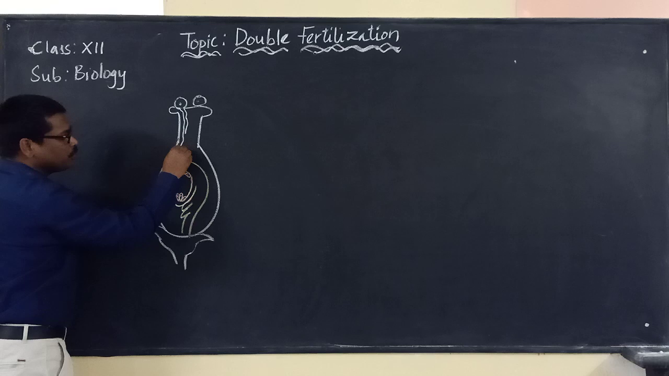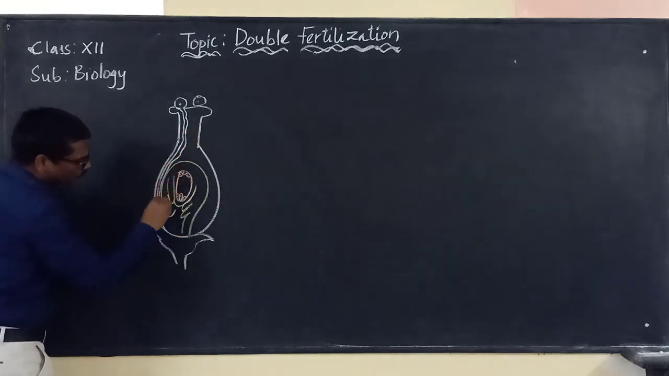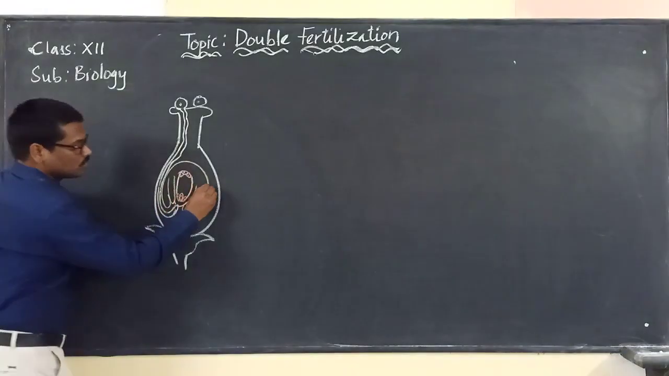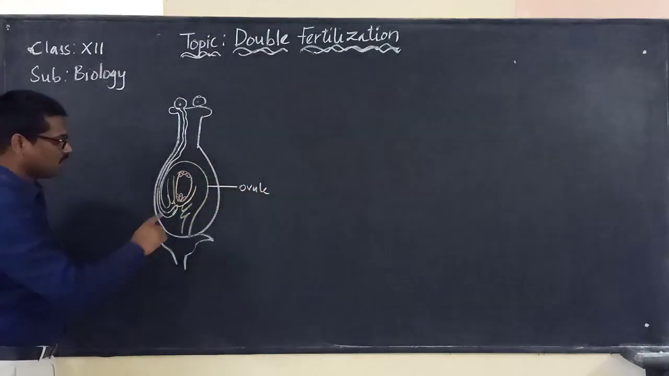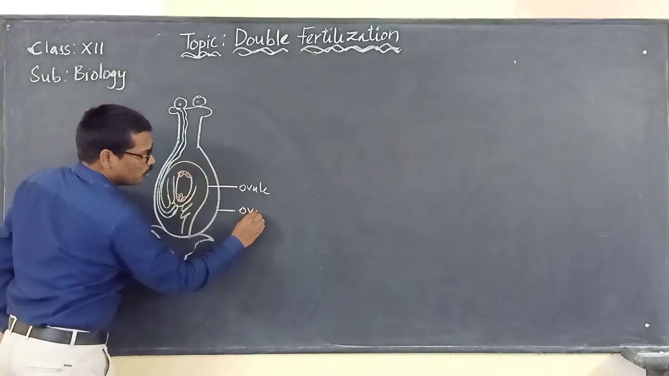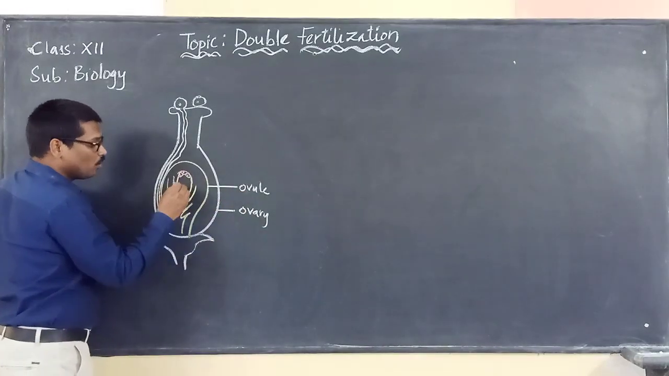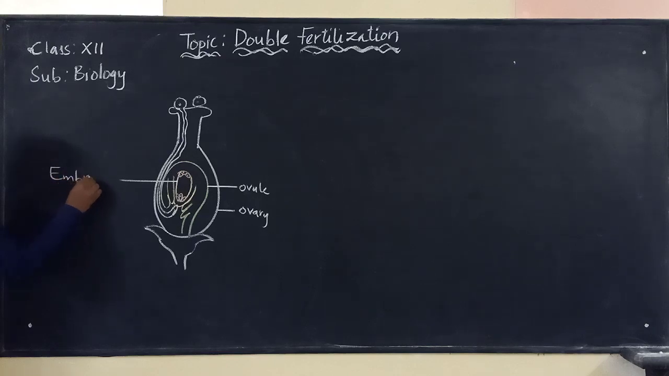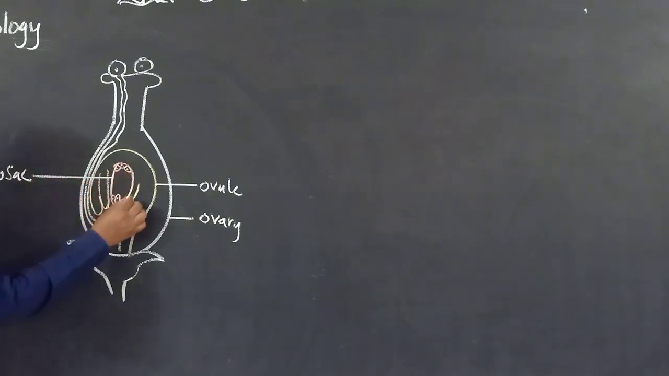Here the pollen tube grows and moves through the micropyle region into the ovule. So this structure is what now? The ovule. Where is the ovule present? It is present in the ovary. Inside the ovary there is a structure called the ovule. Inside the ovule, a very important thing that we are going to discuss now is the embryo sac. The embryo sac is very important in our discussion of double fertilization.